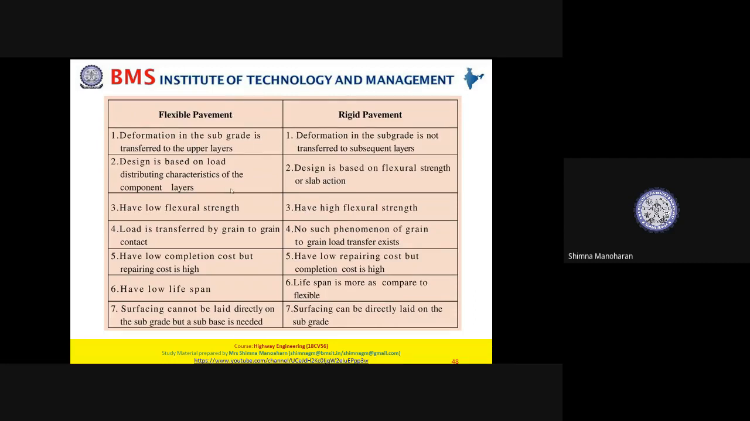Again, in flexible pavement, the load transfer is by grain to grain contact. That is, you have the material, subbase, base. So if I can draw over here, if you have the materials, okay, the load is being applied here. The load transfer will be occurring between grain to grain. That means through each individual grain, the load is transferred to the subgrade.